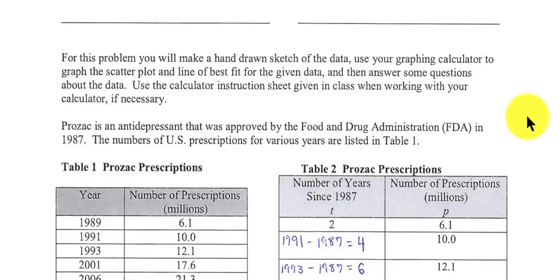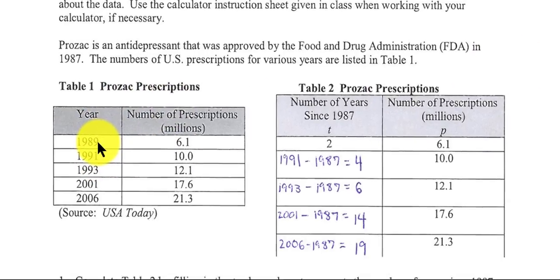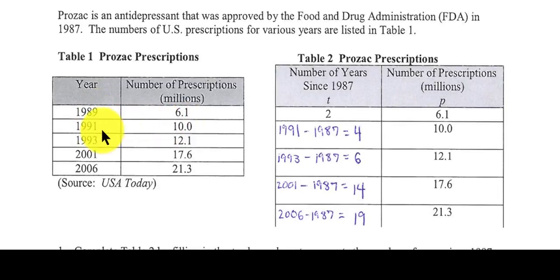The purpose of this lab is to have us develop a linear regression equation and then use that equation to answer some questions. So we're given a table of Prozac prescriptions, right? The year is 1989. There were 6 million prescriptions, 91, there were 10 million, and so on. So if we want to enter this into our calculator, you don't use the years 1989 to 2006.